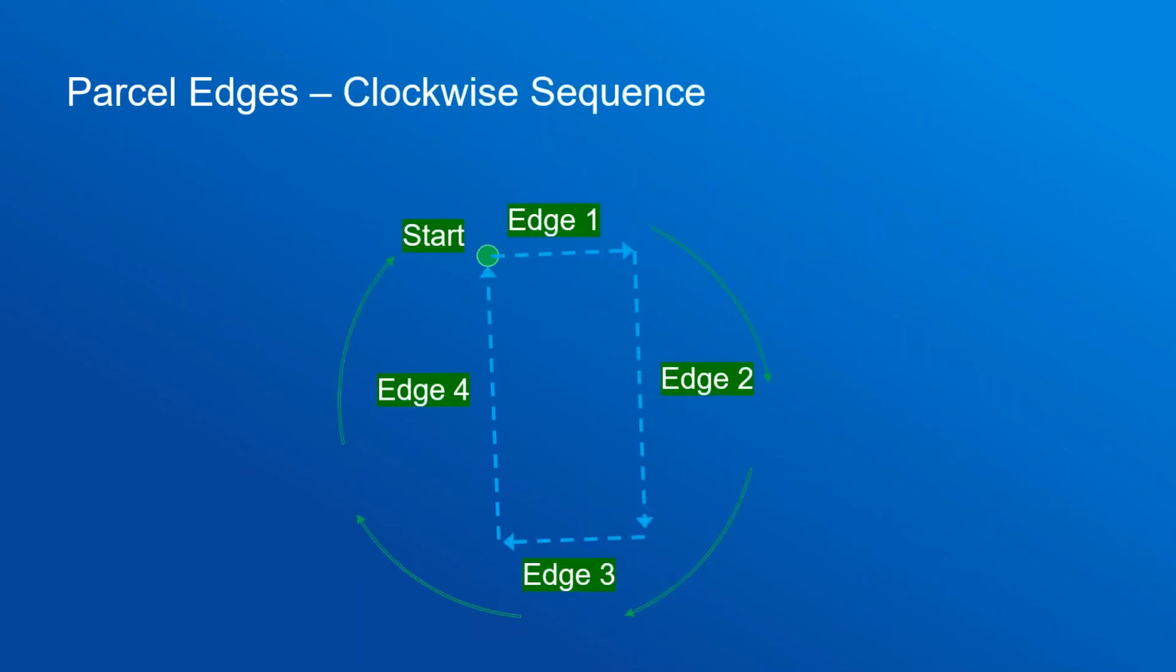Now, the other thing we want to be able to do is define a sequence. Through the API, we can specify a starting point. We can say, close to this particular location, give me back the parcel edges, and we can specify where we want to start. Then we have indexing on the edges: edge 1, edge 2, edge 3, edge 4, going in a clockwise sequence.